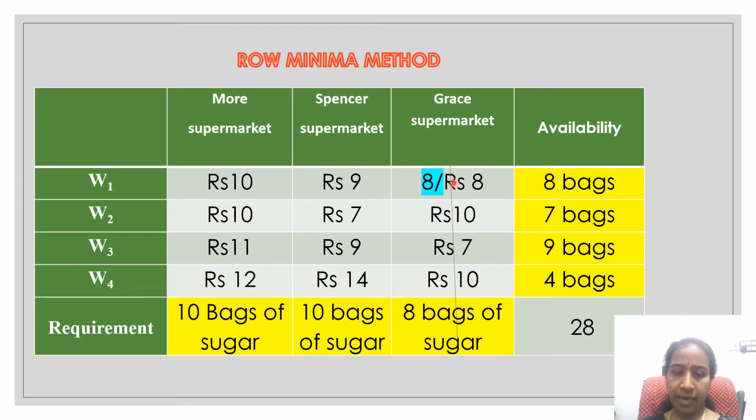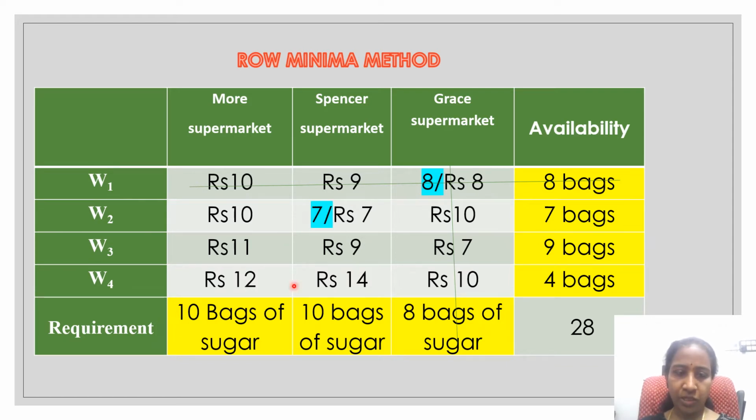Once I finish allocating, I cross out this column because the 8 bags of sugar required are satisfied now. So I cross out this column here. After crossing out the column, the 8 bags of availability is also satisfied. So I cross out this also. The row is also cancelled now.